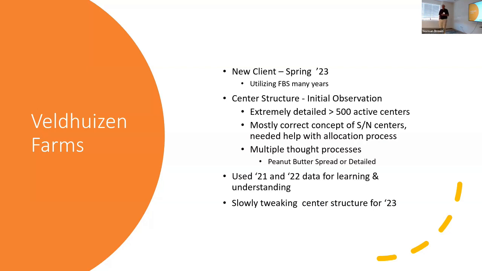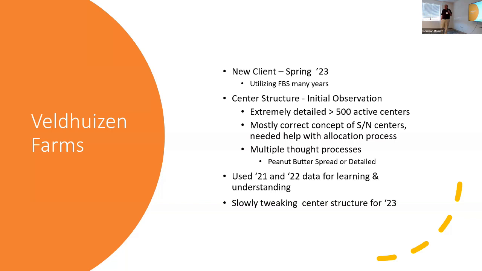And when I first looked at her center structure, I was kind of blown away. There was a lot of detail there. There was a ton of centers, and as I was scrolling through it, I could see that Melissa had a pretty good concept of the S and N centers. Her fixed assets and resources through her S center. I could tell what her N centers were. I think she had done a fairly good job there. She just needed some help in getting the final allocation process in place.